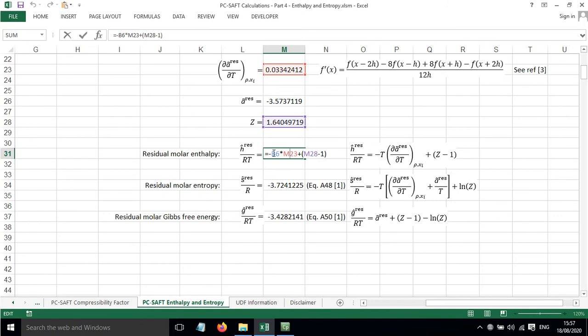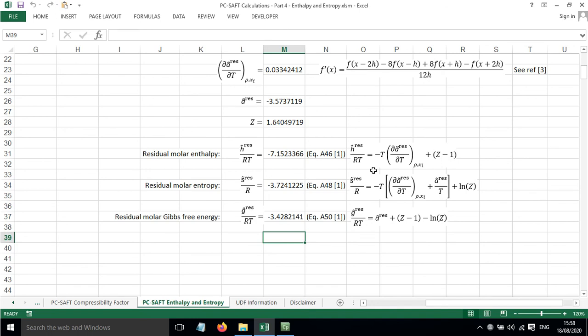So we've got minus B6, which is the temperature, times M23, which is the partial derivative of the Helmholtz free energy with respect to T, the value here. And then we add on Z minus 1. Now for the entropy, we have this equation. So same idea, we use the parameters that we calculated and then we can get that value. And then for the Gibbs free energy, we have this equation, and again we implement the values and the formula here, and we can calculate that one.